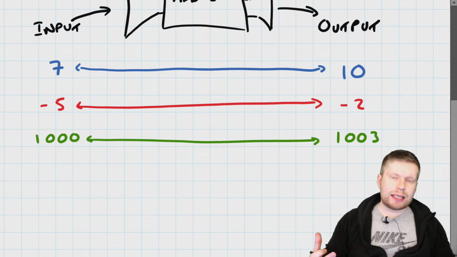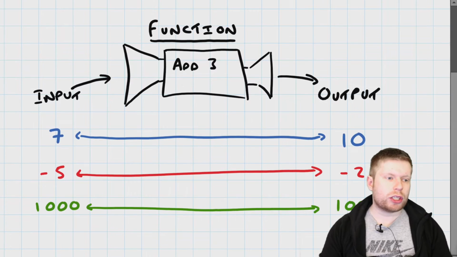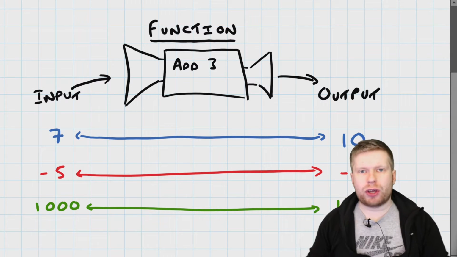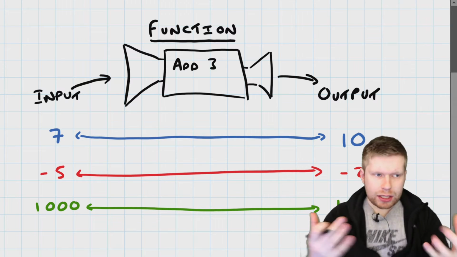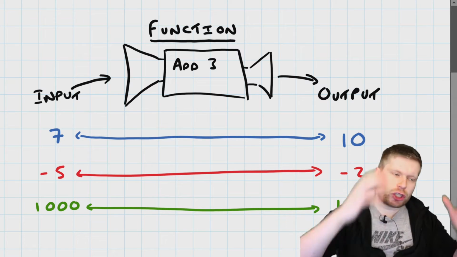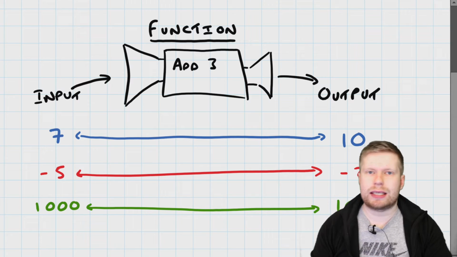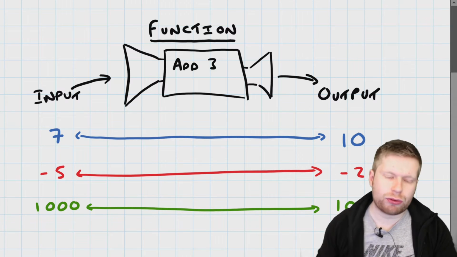The way that they're connected is by this same rule. They're just adding 3. So on the left-hand side, I get my inputs. On the right-hand side, I get my outputs. So this is really the goal of a function. It's a way of changing a value to get another value out, but the thing which is changing is always the same each time. So in this case, I'm adding 3.